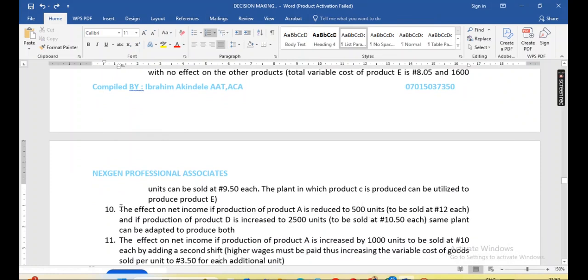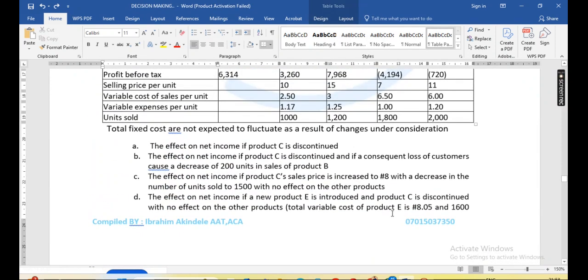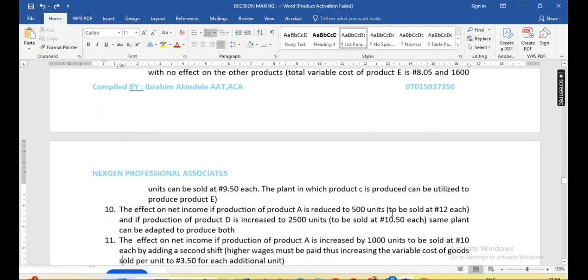500 units. So definitely the contribution will reduce, as 500 units will be sold at the new selling price, which will now change to 12 naira per unit. Now the question is, what is the old selling price? The selling price is 10 naira. So they have increased the selling price, right? Class?